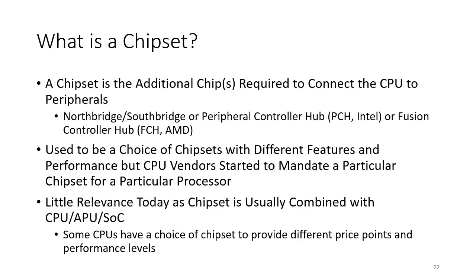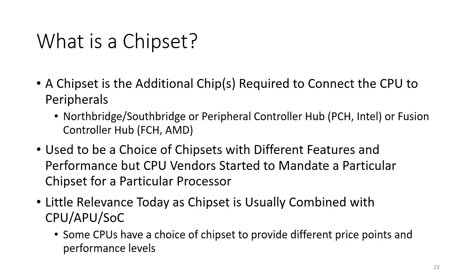Now, I briefly mentioned chipsets. Let's look at that in a bit more detail. A chipset is the additional chips that are required to connect the CPU to peripherals. We saw earlier, we talked about North Bridge and South Bridge. More recently, the Peripheral Controller Hub, or PCH, if it was Intel. AMD also call it the Fusion Controller Hub, or the FCH.